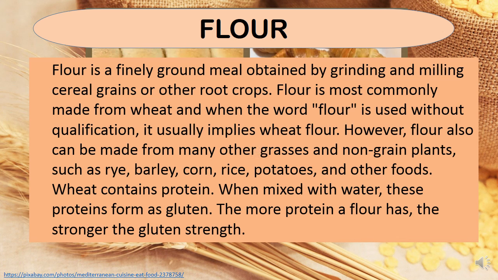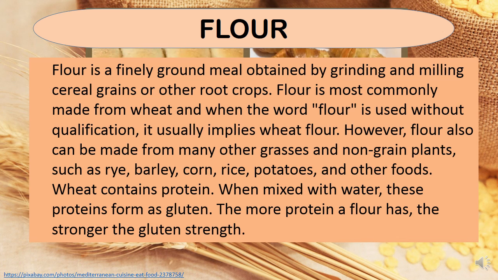The first major ingredient in baking is flour. Flour is a finely ground meal obtained by grinding and milling cereal grains or other root crops. Flour is most commonly made from wheat, and when the word flour is used without qualification, it usually implies wheat flour. However, flour can also be made from other grasses and non-grain plants such as rye, barley, corn, rice, potatoes, and other foods. Wheat contains protein.